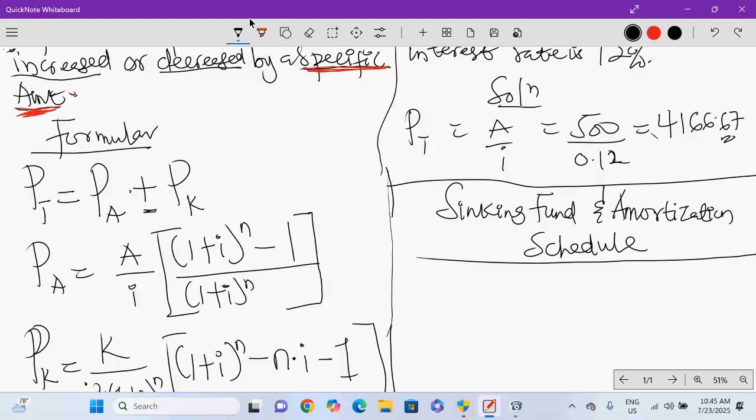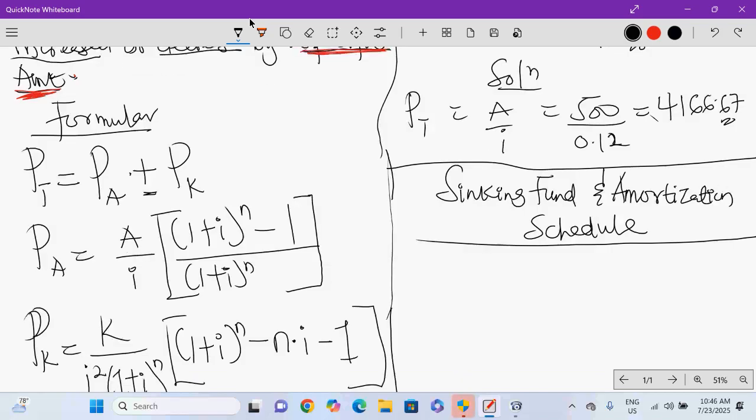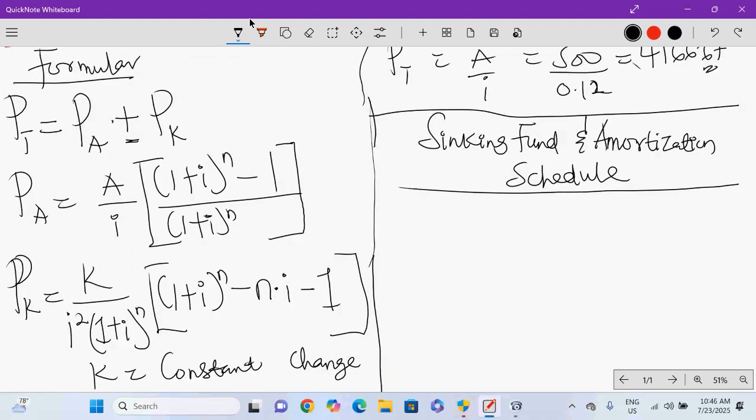So note that in the financial mathematics, we discussed the cash flow diagram. We looked at the compound and simple interest. We looked at the time value of money, right? And then we looked at annuities. Then we looked at the types of the cash flows, right? Now we are moving to the amortization schedule and the sinking fund.